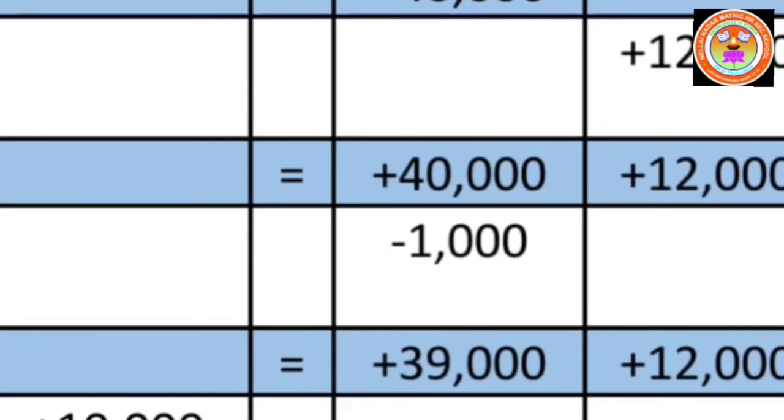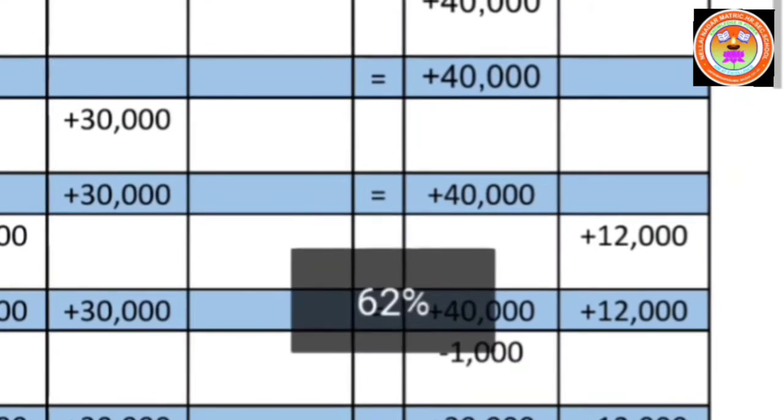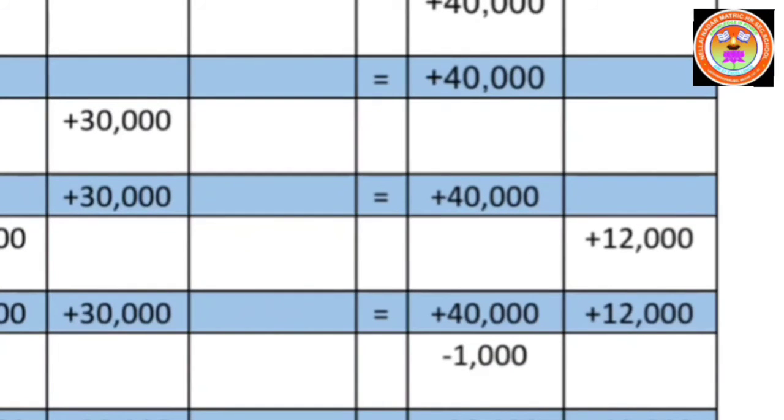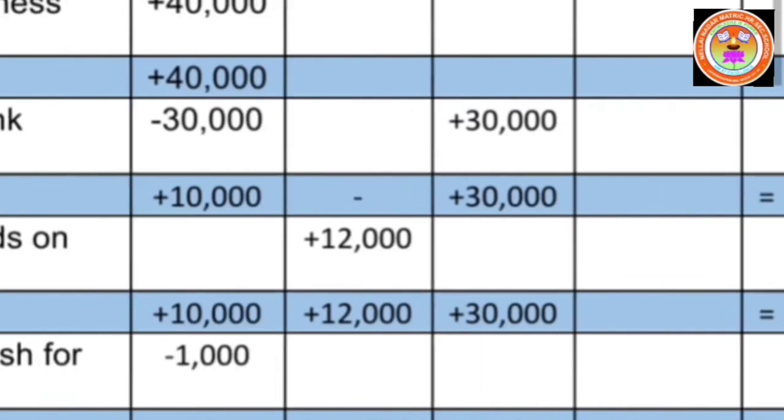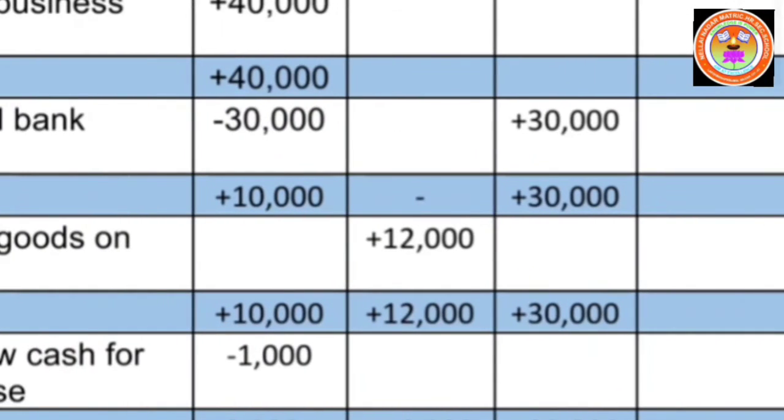If the cash is taken for office use, it will come under expense. That is also subtracted from capital, but if the proprietor withdrew cash for his personal use, that will be treated as loss. So it should be subtracted from capital. Under the capital column, write minus 1,000. See, 1,000 rupees is recorded in two places.